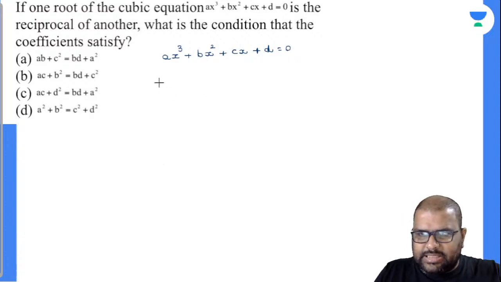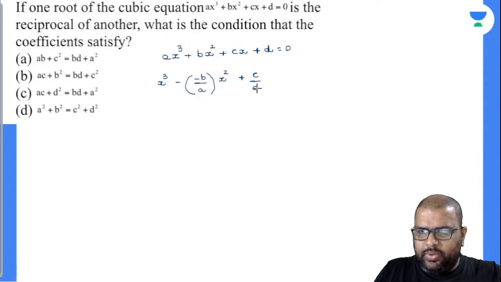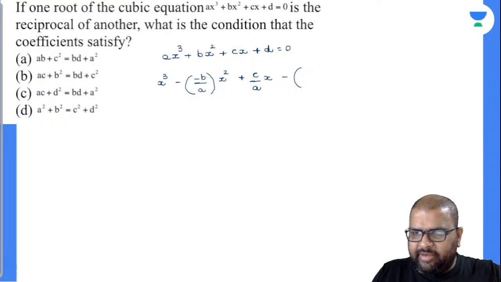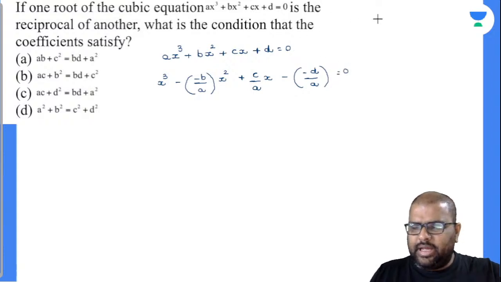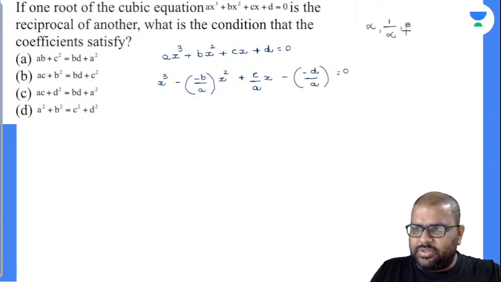So I'll write this x cube. The sign must be negative, so the final value is positive now. So I have to write minus b by a into x square. This is positive only. So c by a into x. This must be negative, but the final value is positive, so minus d by a must be there, is equal to 0. Closely observe: for a cubic equation there will be three roots. One root is the reciprocal of the other, so I will take one as alpha, one as 1 by alpha, and one as beta. These are the three roots.